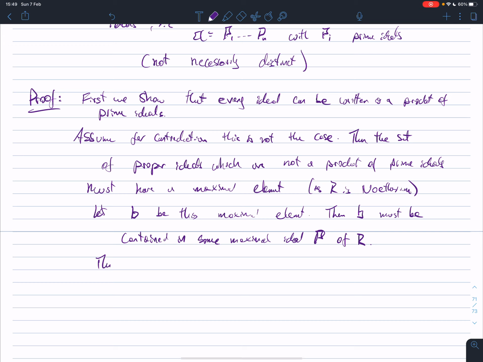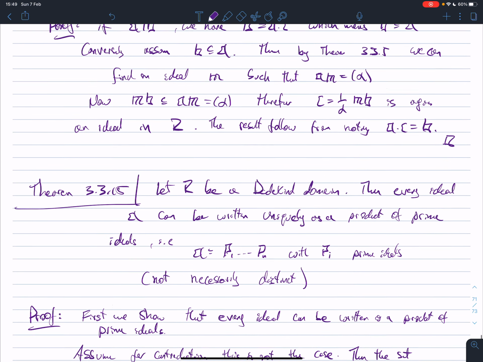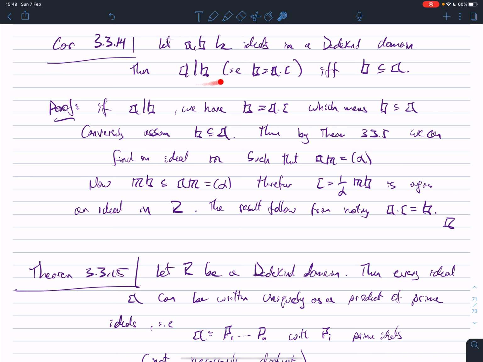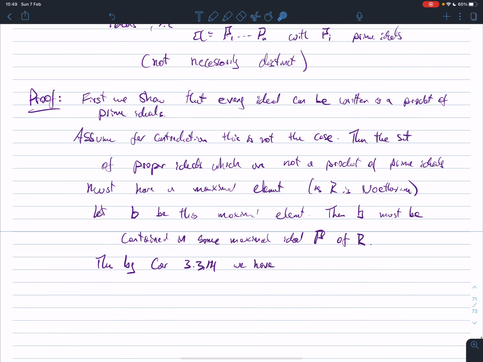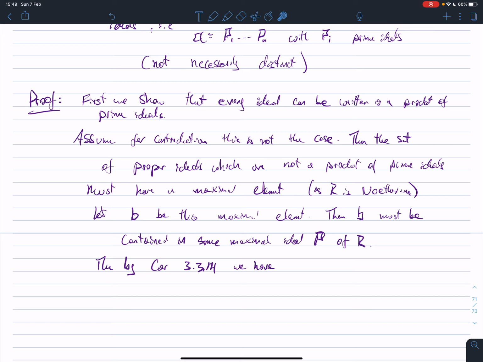Then by corollary 3.3.14, B being contained in P means that P divides B. The corollary told us how primes divide. I'll just go back up to it: A divides B if and only if B is contained in A. So if you apply this with the ideals B and P, we have that B is divisible by P, so I can write this like this.